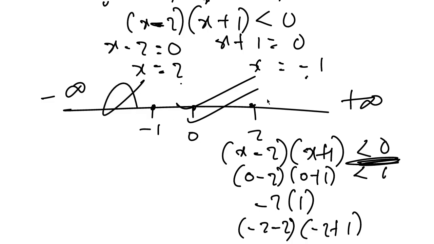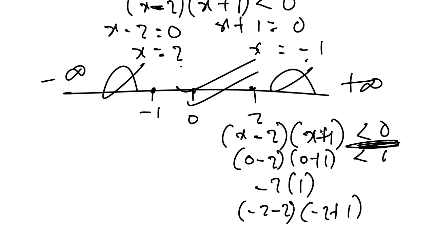And if you test any value greater than 2, for example 3 or 4 or 5, any number down to positive infinity, for example if you use 5, 5 minus 2 is what? 3. 5 plus 1 is what? 6. 6 times 3 is 18. And 18 is positive. We are looking at negative values. So this region is also wrong.